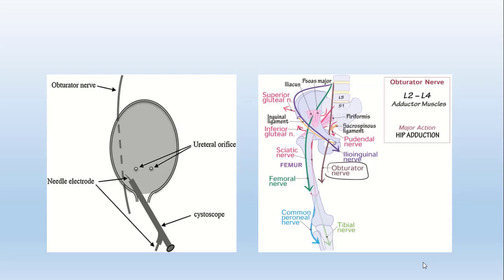This picture shows how the obturator nerve reflex occurs. It's a direct stimulation of the obturator nerve, which courses intrapelvically, related to the lateral wall of the bladder. This is the whole course of the obturator nerve, which is from L2 to L4.